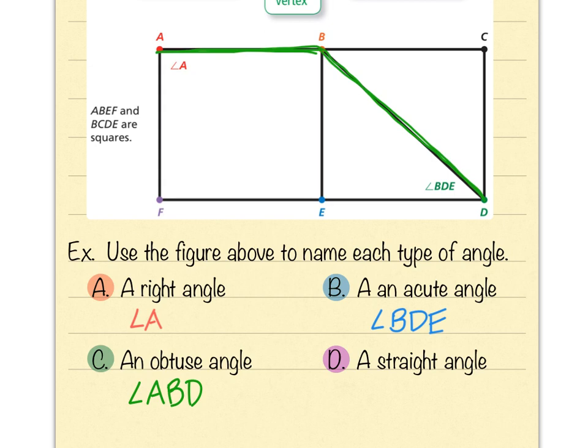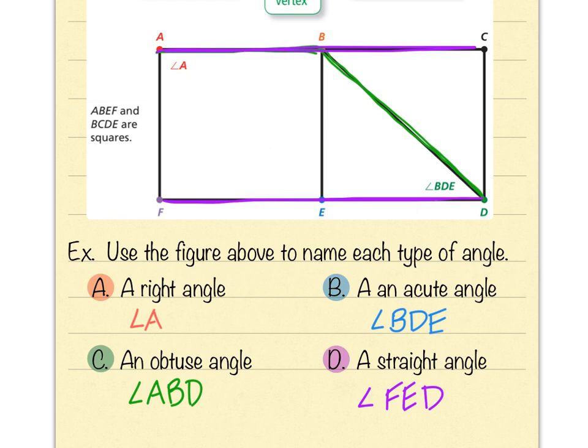And then example D says a straight angle, and I'm just going to use the straight line here at the bottom of the figure. There's also a straight line at the top of the figure that you could use. But angle FED or DEF, however you want to write it, could be a straight angle. Or if you wanted to say the angle at the top, angle ABC or CBA would also be a straight angle. So we have all four angle types in this figure: a right angle, an acute angle, an obtuse angle, and a straight angle.